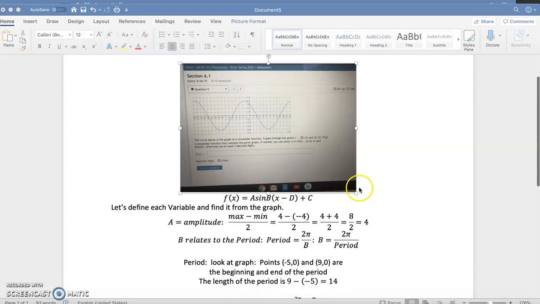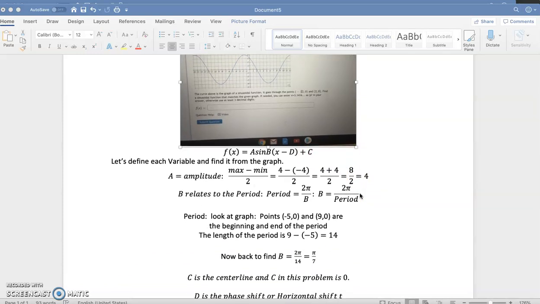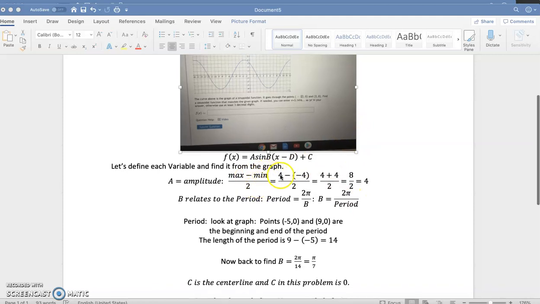This is the analyzing of it in detail. These are the four variables that I personally like to use with these expressions. A being amplitude, which is the maximum minus the minimum over 2. Maximum was at 4, minimum was at -4, so that becomes a +4 in there. We get an amplitude of 4. So our A value there is a 4.